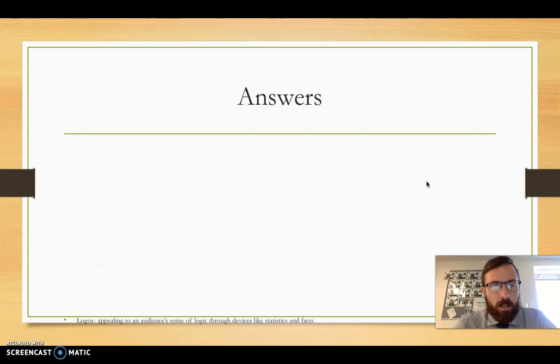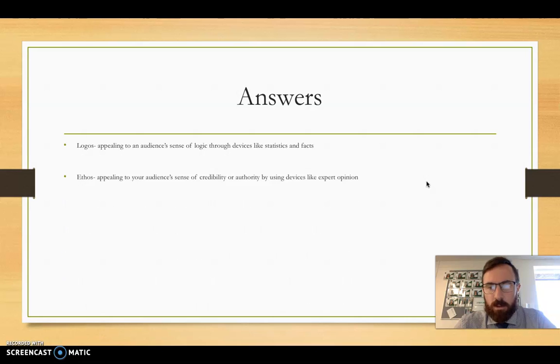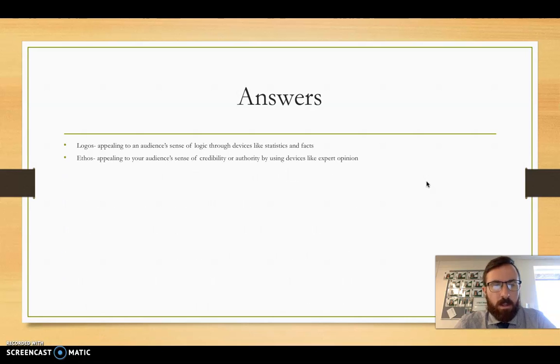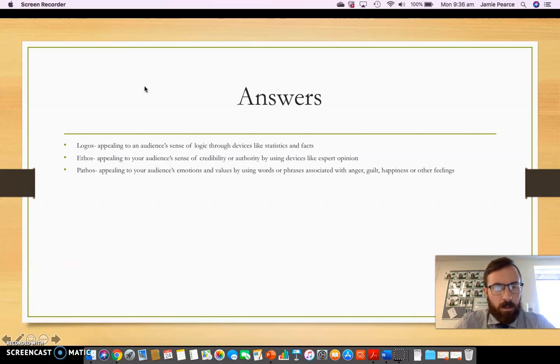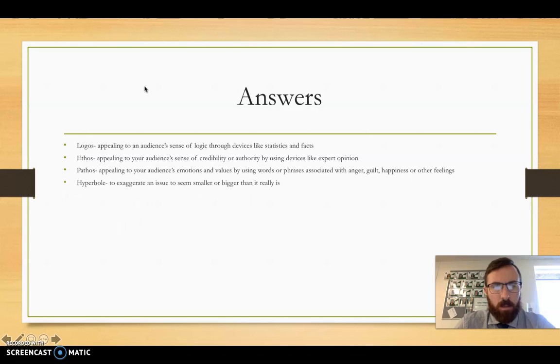Now, if we look at the answers, we'll see logos is just appealing to that sense of logic. Okay, we often do that through statistics and facts. Ethos is just that sense of credibility and authority by using expert opinions, and then pathos is one we're perhaps most comfortable with. You know, the appeal to people's emotions. If you think back to that Whack a Flock of Flame article, you know that definitely used pathos in the form of using that guilt by having that cute little dog there, as well as, you know, juxtaposed against the brute rapper. And the next one we're looking at is hyperbole.